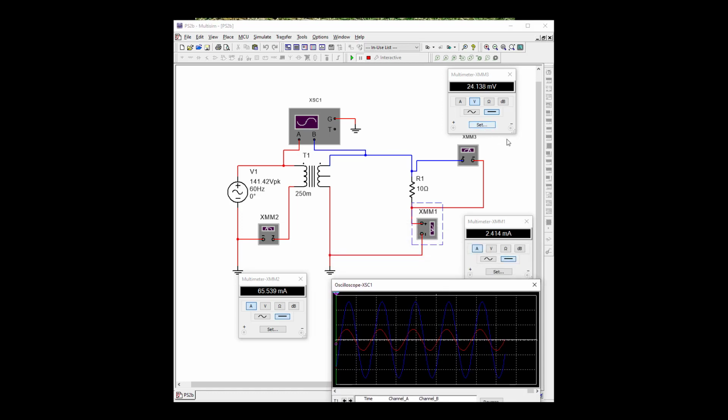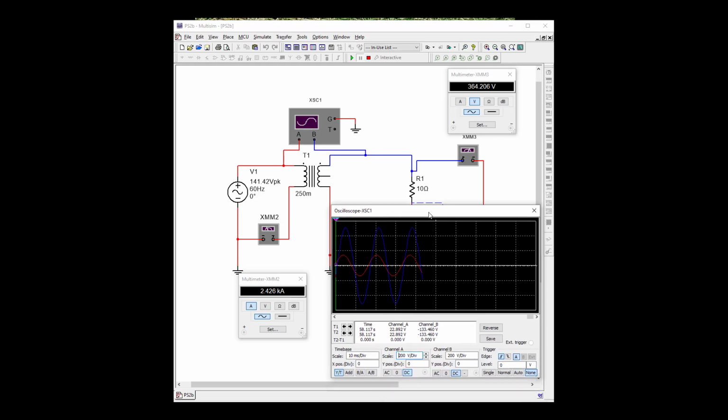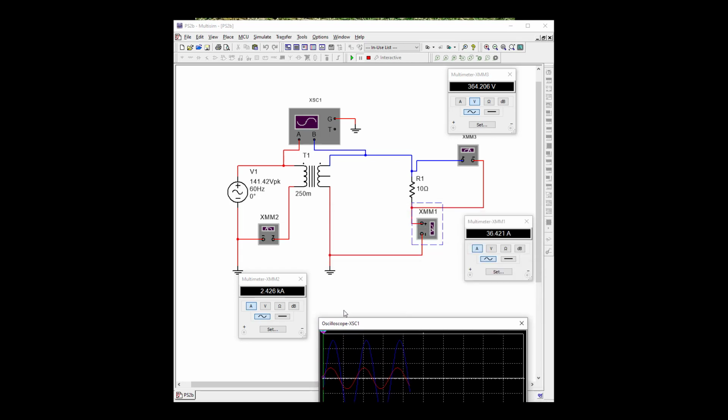Okay, these need to be AC, so let's restart it and make these AC. Good. And pause it so we can see our oscilloscope here. There we go. Okay, so what we have here, and do we have an offset? We do not. Good. Okay, let's go ahead and run it.